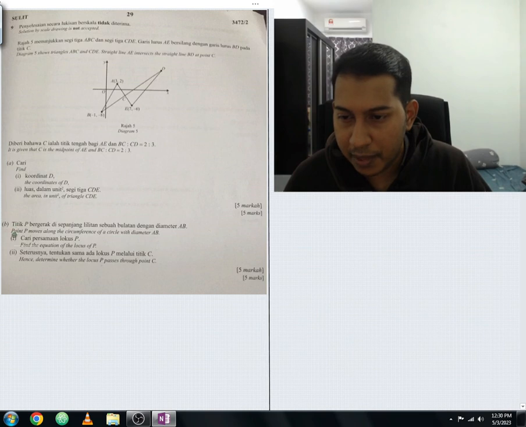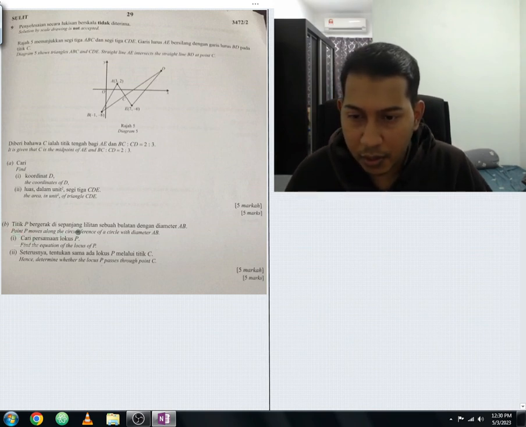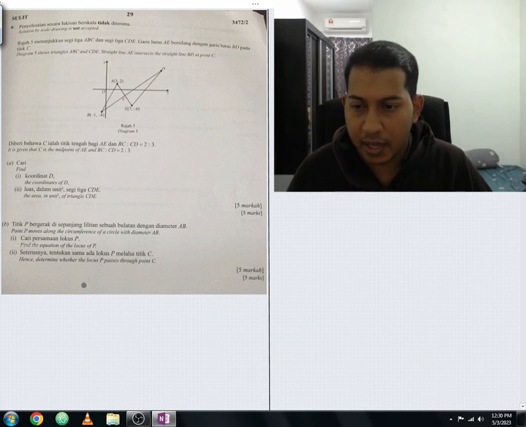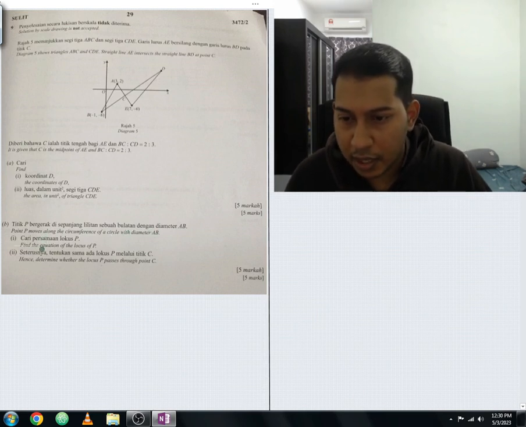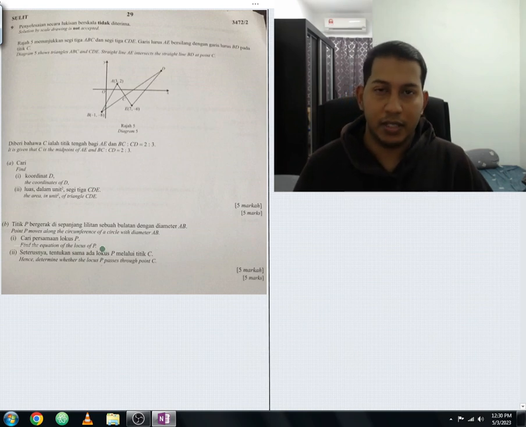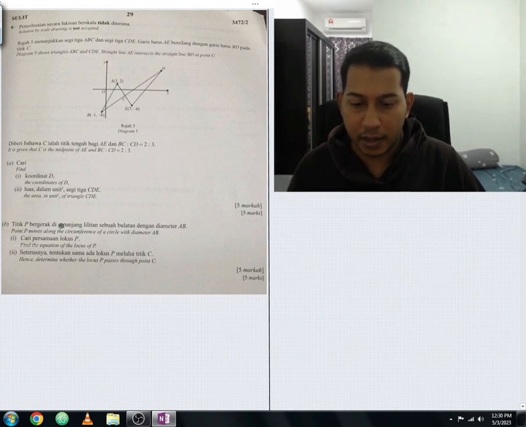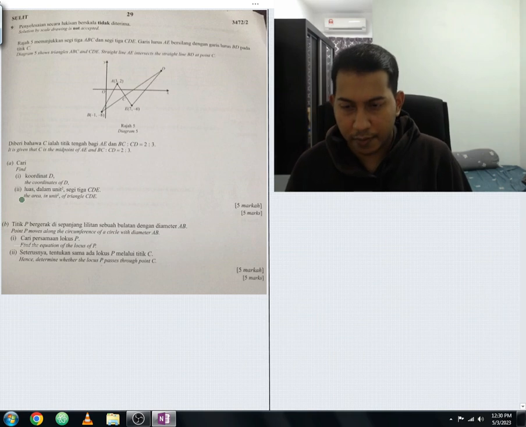For part B, point P moves along the circumference of a circle with diameter AB. The question asks us to find the equation of the locus of P, and to determine whether the locus of P passes through point C or not. So this is the overall question. Without further ado, let us begin our discussion for question part A, starting with part 1 and then followed by part 2.